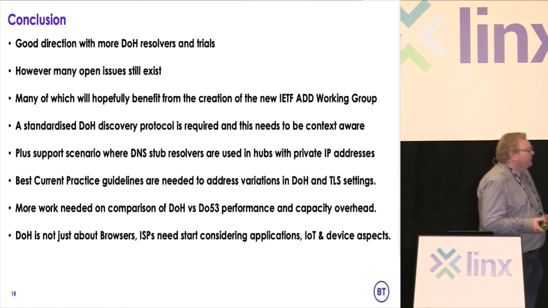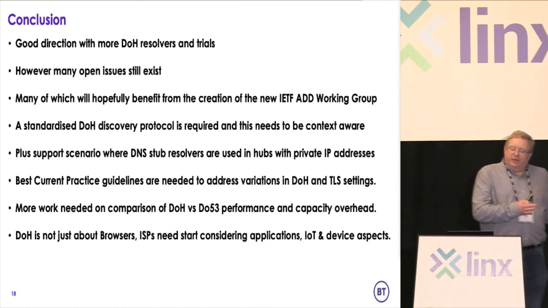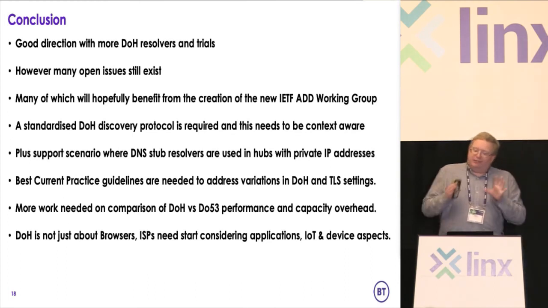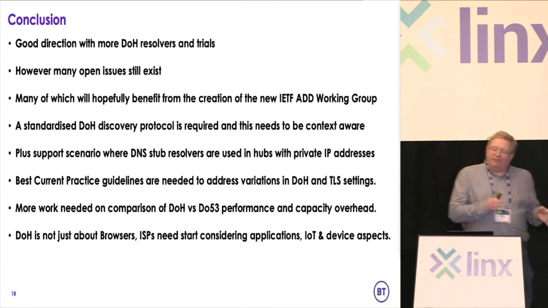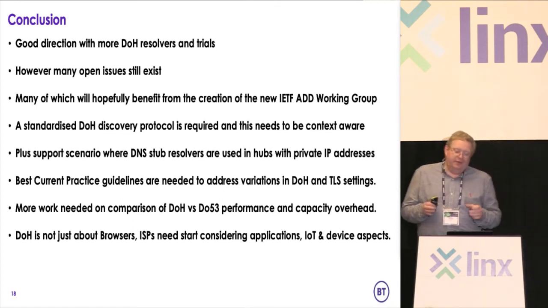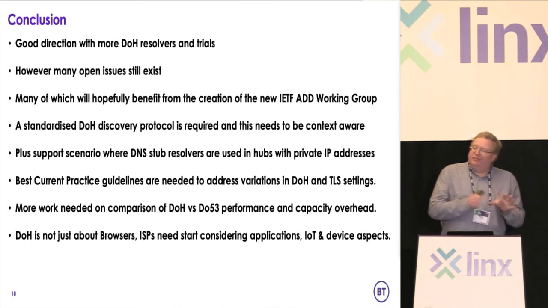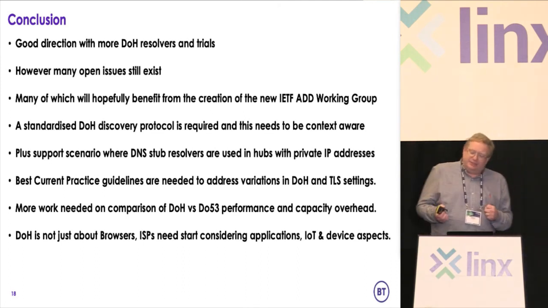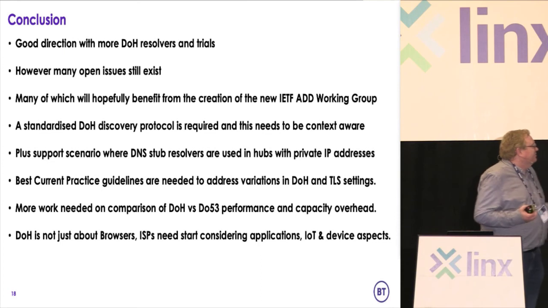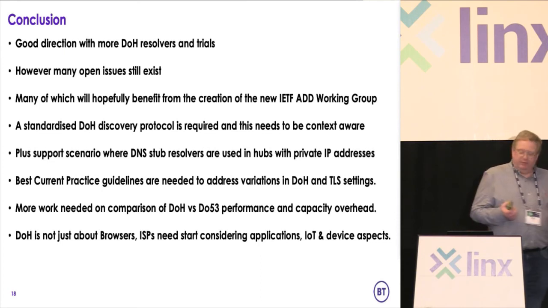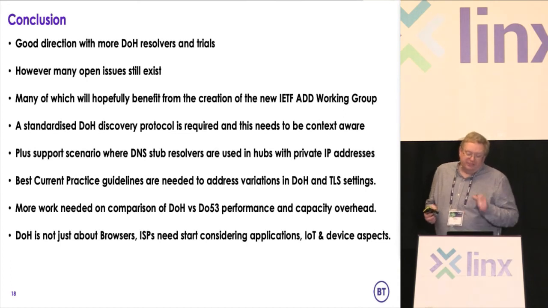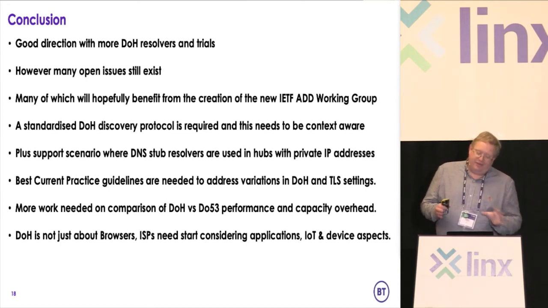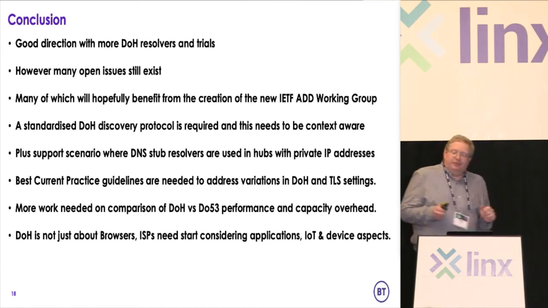So in conclusion, there's good direction in the DoE ecosystem with more resolvers becoming available, the browser support and trials. However, many open issues still exist, many of which will hopefully benefit from the creation of the new IETF ADD working group. But we believe a standardized DoE Discovery Protocol is essential and needs to be context aware. And it needs to consider the scenario where DNS stub resolvers are using hubs with private IP addresses. We're also seeing variations in DoE and TLS settings. So we see there being a clear need for best current practice guidelines.